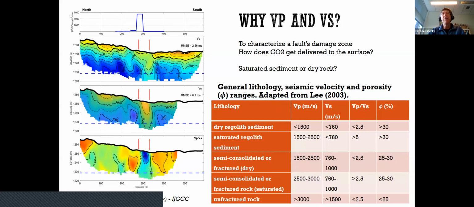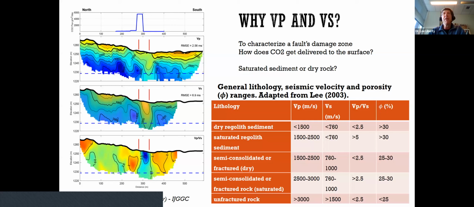And so I pulled this plot together from some sources, including this USGS report by Lee 2003, where we can measure P-wave velocity for dry regolith, saturated regolith, semi-consolidated or fractured rock, semi-consolidated saturated rock, so dry and saturated rock, and then unfractured rock. These are the P-wave velocities. And what I want you to make a note of is that with P-wave velocities alone, we can't really separate things like saturated regolith from semi-consolidated rock. There's too much overlap. But notice the shear wave velocities, which are relatively insensitive to fluid saturation.